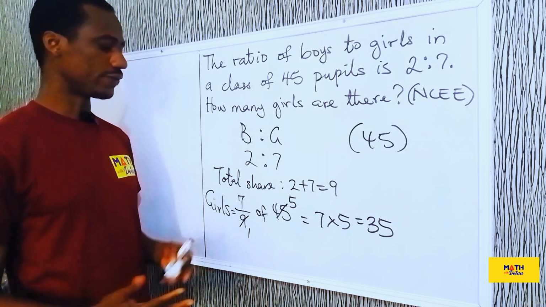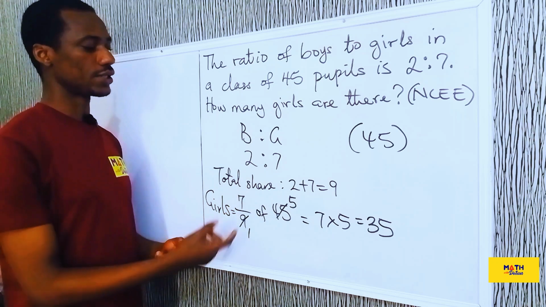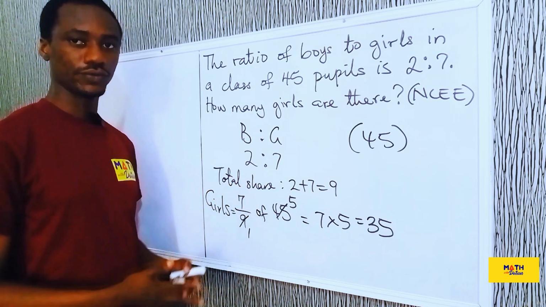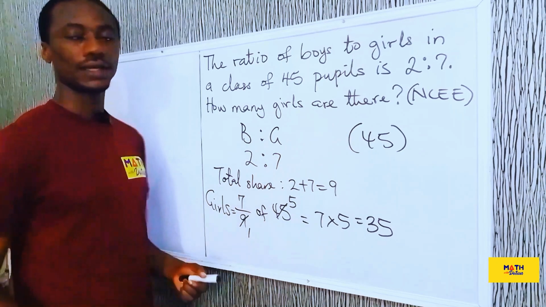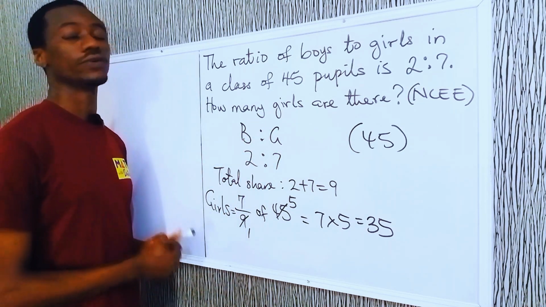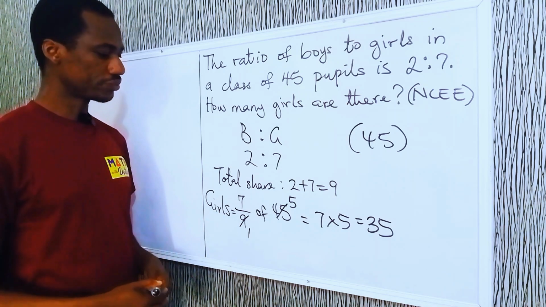Okay, 35. How did we do that? We did the total ratio, which is 9, and then we picked the fraction of girls, which is 7 out of 9, 7 over 9. And then 7 over 9 of the total number of students in the class will give us the number of girls.